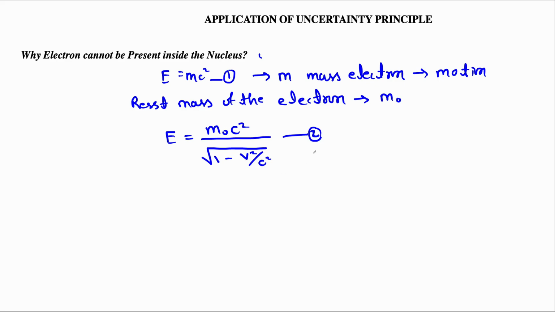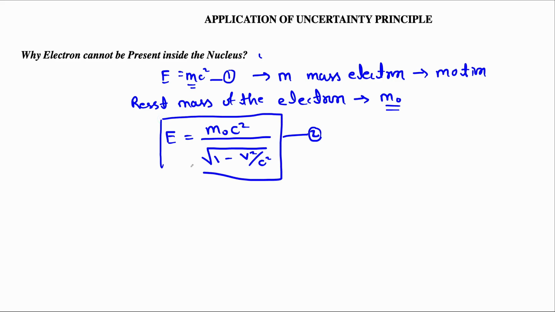Now m is the mass of the electron when the electron is under motion. Now we are considering m naught as the rest mass, that means the electron is at a stationary position. In that case we need to consider this equation.